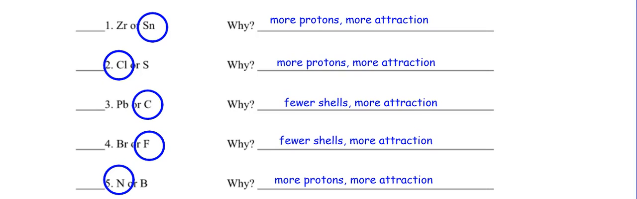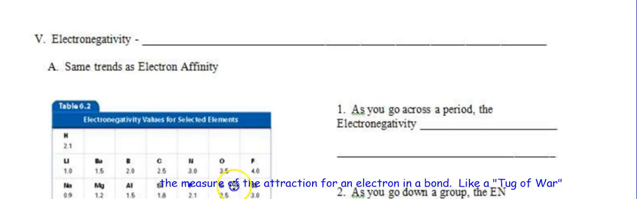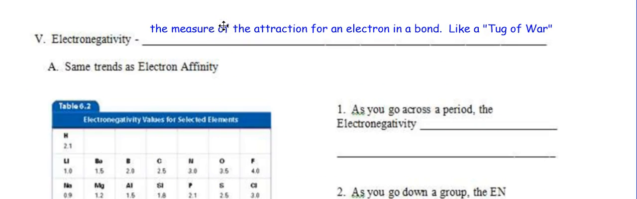So this next section is about electronegativity, and it's very, very similar to electron affinity. So let's see what it's all about. Let's go to the next page. So what is electronegativity? Electronegativity is the measure of the attraction for an electron in a bond. I call it a tug of war.